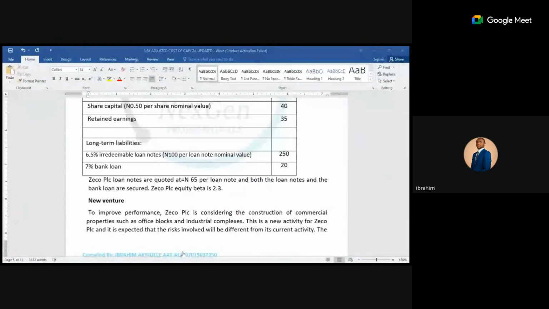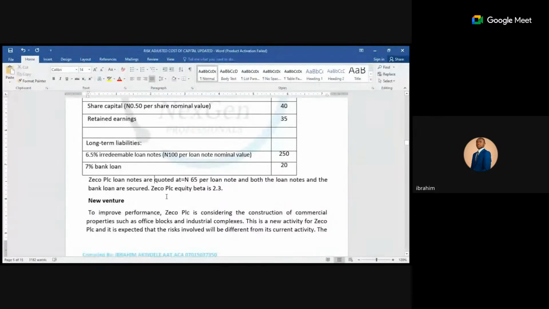So when we get to reconstruction, we have what we call secured loan and unsecured loan. When they say something is secured, it means you must pay me. There is a collateral to it, right? You will pay me back my interest and principal. That is what they mean by secured loan. The loan notes are quoted at 65 naira, and both the loan notes and the bank loan are secured.